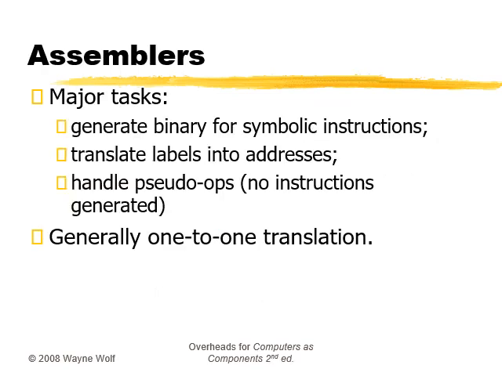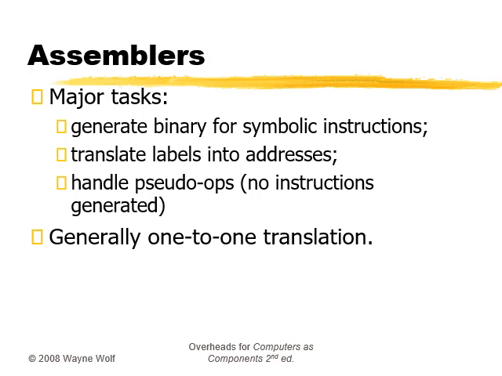In this slide we are going to talk about the major tasks of the assembler. The assembler basically generates binary code for symbolic instructions. The compiler transforms the high level instructions into symbols, and then the assembler transforms these symbols into binary code. Also, it translates labels into addresses. So the labels that we use in assembly code for jump purposes or for control flow purposes are basically translated into addresses.